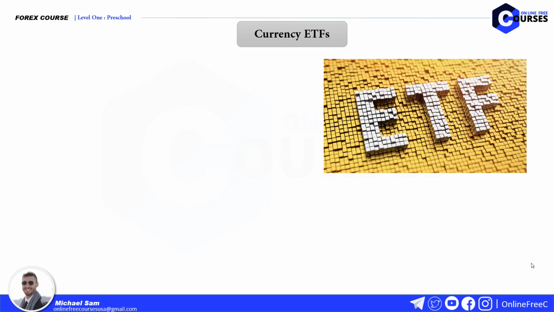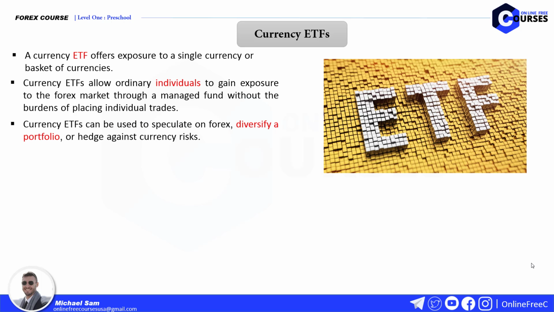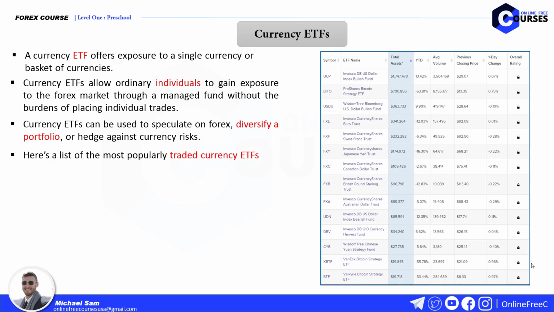Currency ETFs. A currency ETF offers exposure to a single currency or basket of currencies. Currency ETFs allow ordinary individuals to gain exposure to the Forex market through a managed fund without the burdens of placing individual trades. Currency ETFs can be used to speculate on Forex, diversify a portfolio, or hedge against currency risks. Here's a list of the most popularly traded currency ETFs.